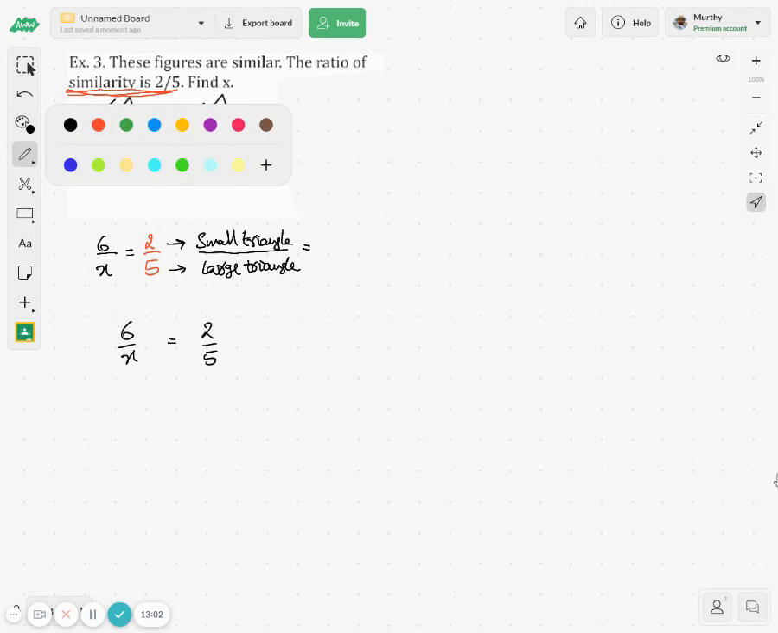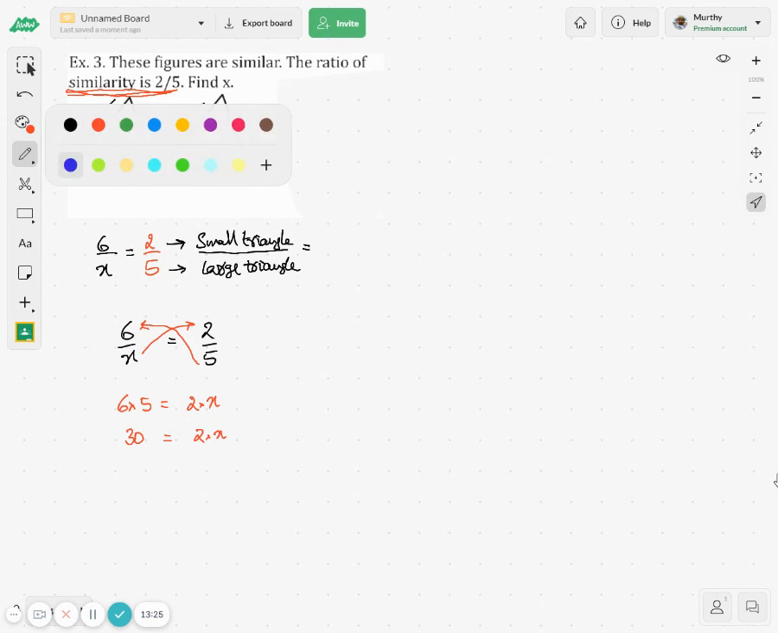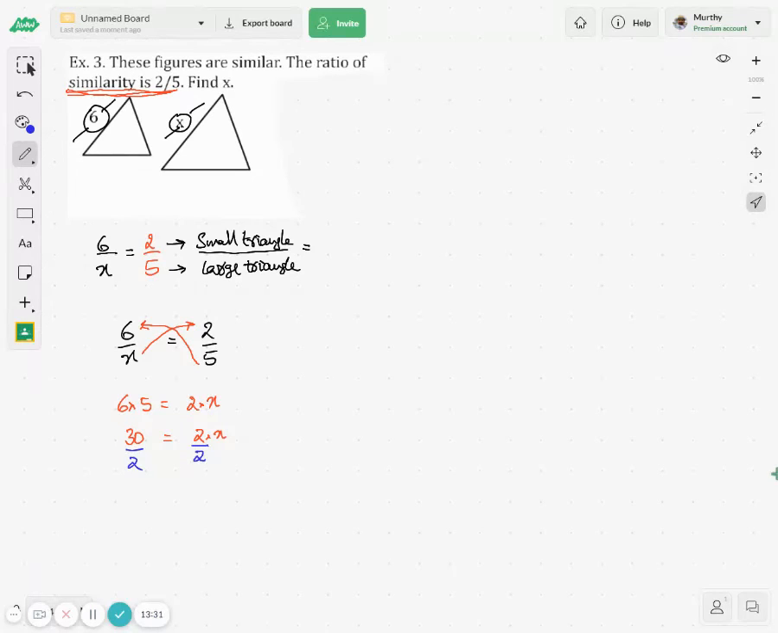Then I prefer to use the method of cross multiplication. That means with this denominator, I multiply the other numerator. With this denominator, I multiply the other numerator. Therefore, 6 times 5 equals 2 times x. So 6 5s are 30, equals 2 times x. Then let me cancel out by taking the inverse operation, which is the division. x equals 30 over 2, that gives me 15. x equals 15 units. Therefore, here it is 15 units.